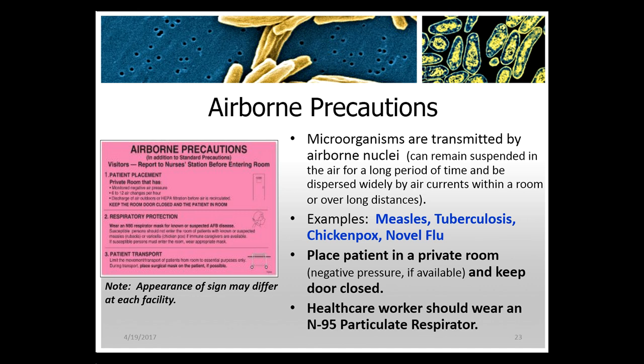For airborne precautions, we need to place the patient in a private room, negative pressure if available, and keep the door closed. Healthcare workers should wear an N95 particulate respirator. The patient always wears a regular mask, but the healthcare worker would wear the N95. Next slide.